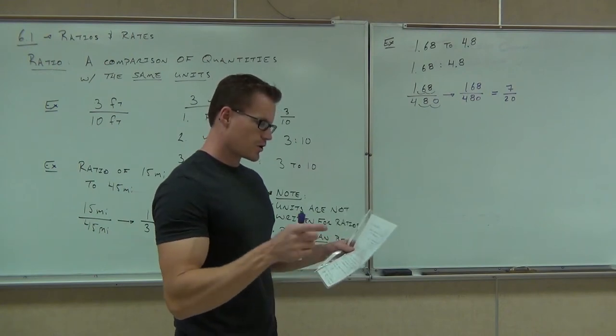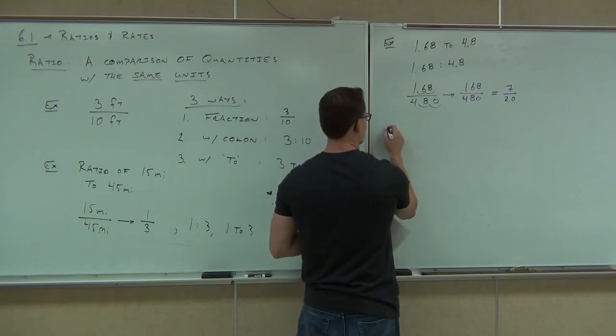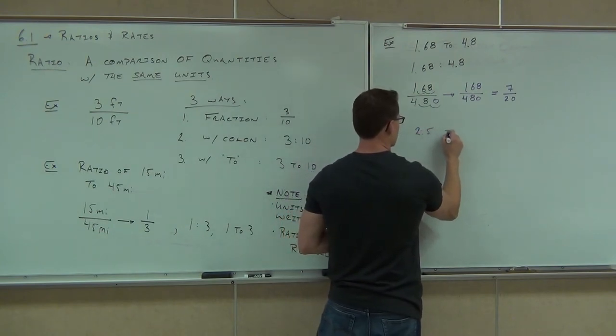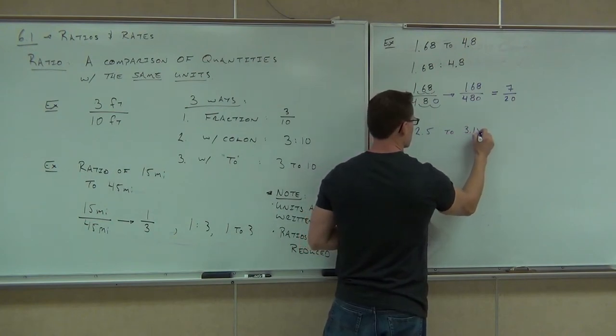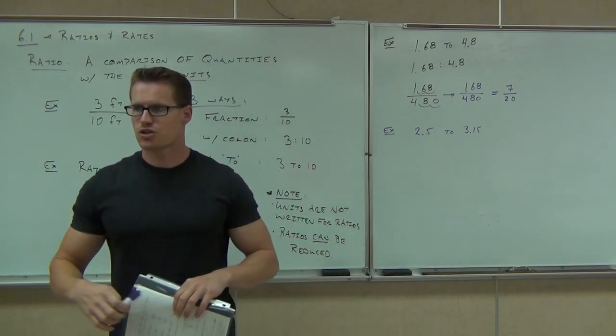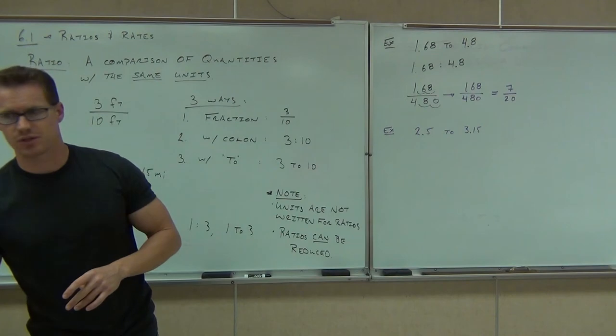Let's go ahead. Why don't you do one on your own? Let's do 2.5 to 3.15. I'd like you to write that as a fraction, get rid of the decimal like I just showed you, and then reduce that fraction.